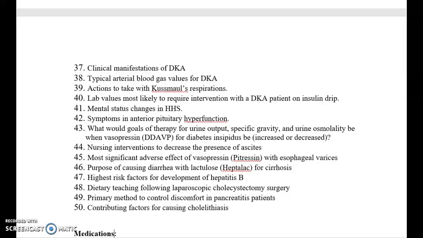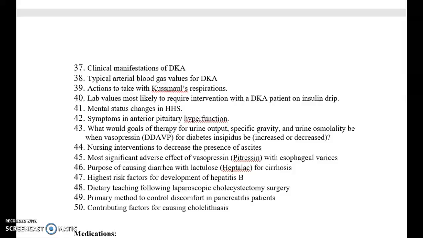Symptoms in anterior pituitary hyperfunction. You remember all the different hormones that are secreted by the anterior pituitary. So if those are all throwing down at once in hyperfunction and more excretion, think about what you would be seeing in terms of the patient, examples of how they may have some of all the different symptoms of too much pituitary hormone being released at one time.